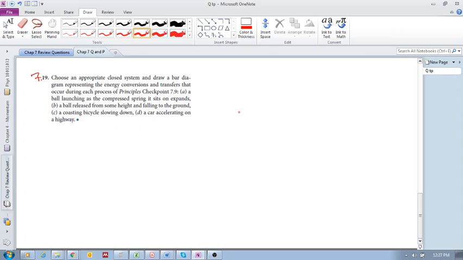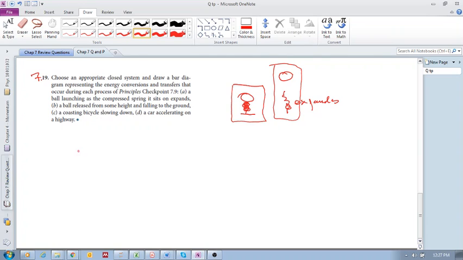Okay, so compressed spring, ball, and then it expands, explosive separation, the ball goes flying in the air, and the spring expands. Okay, so what are the energy conversions? Well, first of all, here is our system. Okay, closed system. No energy is transferred to or from the system. So there's our system.